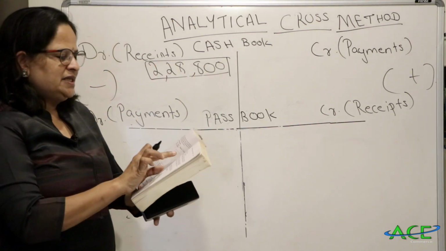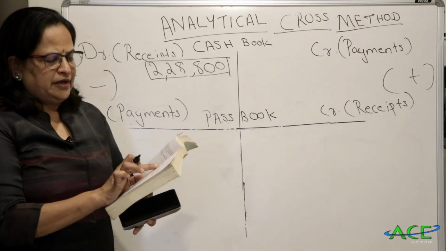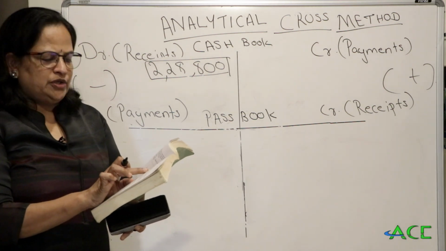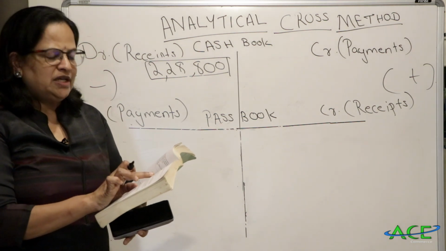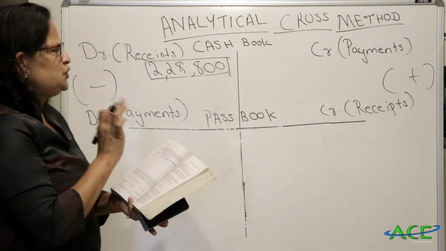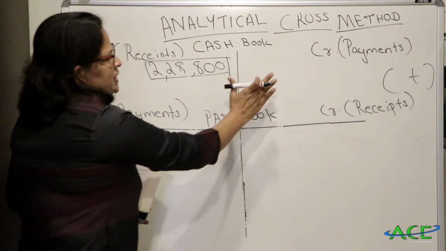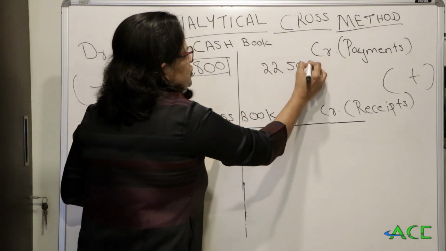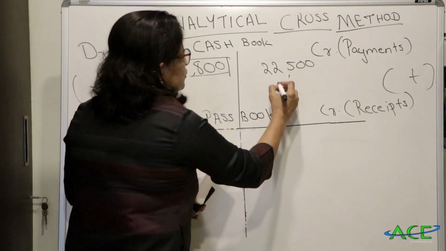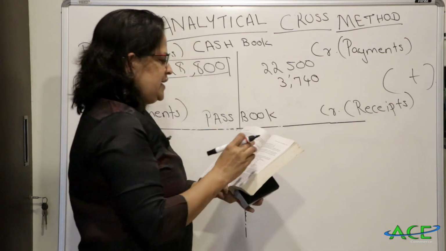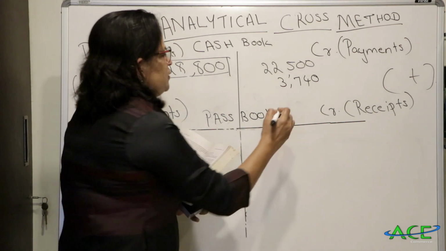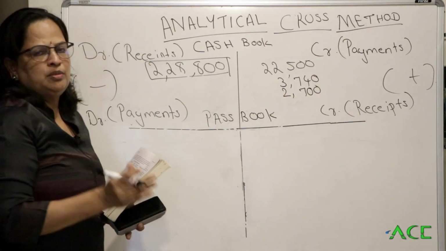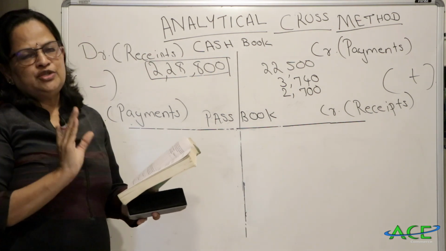starting with. Next is 3 checks for rupees 22,500, 3,740 and 2,700 were issued in December 2020 but presented for payment in January 2021. So you have to remember that checks issued are already entered in the cash book. So the values are 22,500, 3,740 and 2,700. These checks are entered in the cash book, but not entered in the passbook because they are not collected till January 2021.